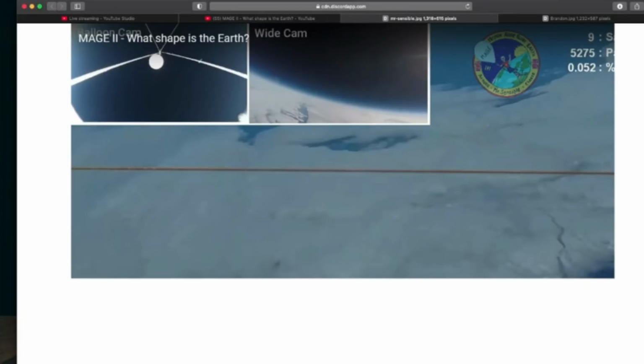Hey, Rumpus, Ranty shared a couple images. I'm sharing in Discord again. And this is from MAGE II as well, which is Mr. Sensible's balloon footage. Now, it is clipped a little bit, but you're seeing some really bad distortion in this one, up from the center down to the end.